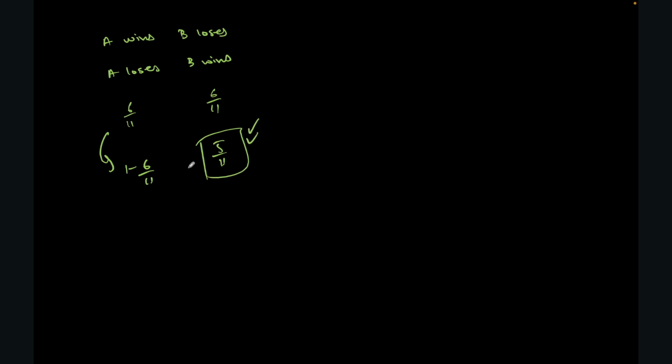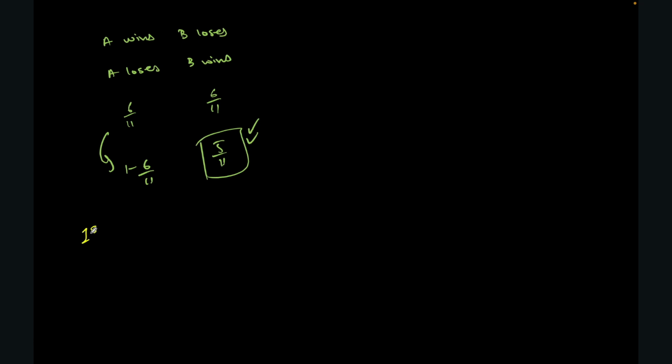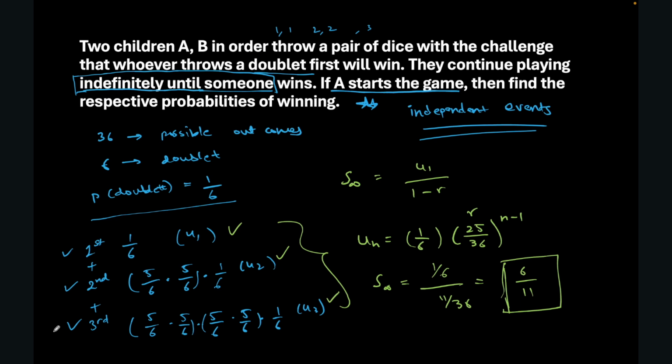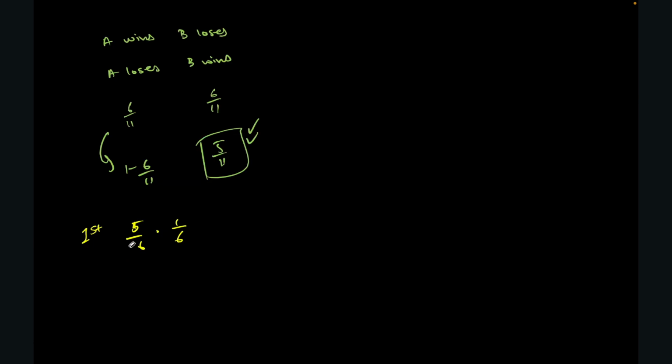Now we can figure that out again algebraically here as well. Let's say in the first round, for B to win, A must not roll a doublet, but B must roll a doublet. So that's 1 by 6. Or hold up, so it's 5 by 6, not 5 by 36. I'm so sorry. Okay, right?